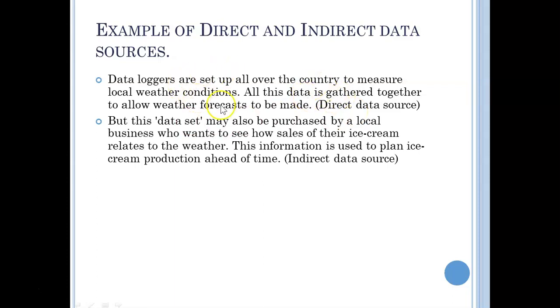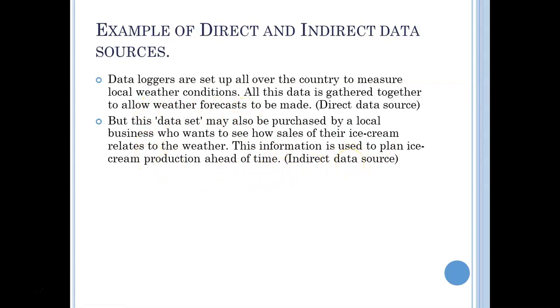So how does this data become an indirect data source? This bullet says that this data set may also be purchased by a local business who wants to see how sales of ice cream relate to the weather. This information is used to plan ice cream production ahead of time. So in this example, this information is an indirect data source. This ice cream business can use the information that was collected for the purpose of weather forecasts to help them plan their ice cream production.